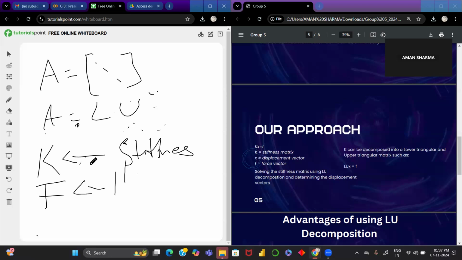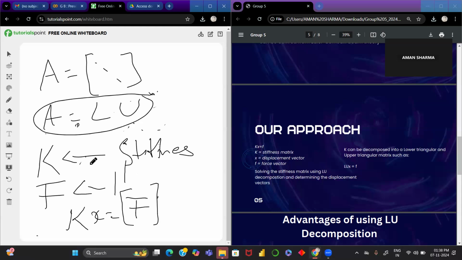Likewise, in place of A equals LU, we write Kx equals F. K is the stiffness matrix, multiplied by x, the displacement components at the nodes, which equals F, the force vector. That means if a force is applied on a bridge or any structure, that is the force F, which is also a vector.